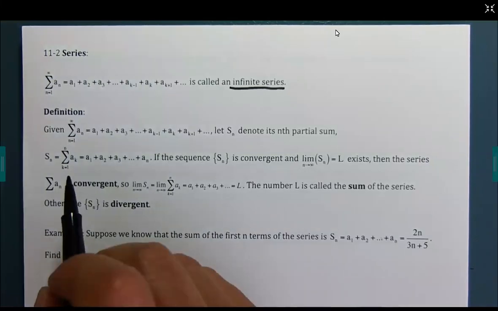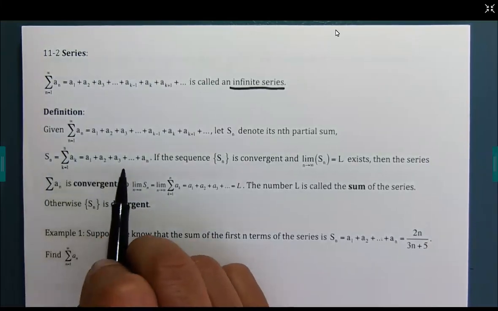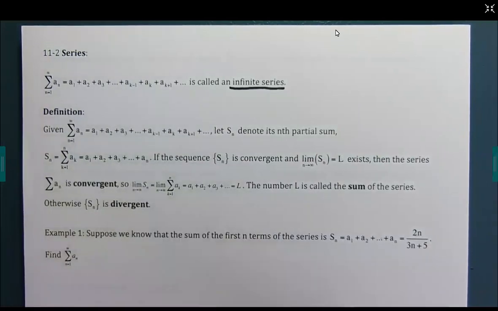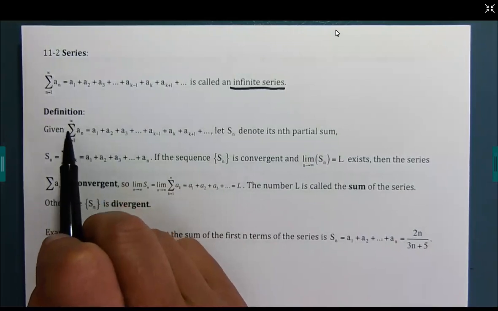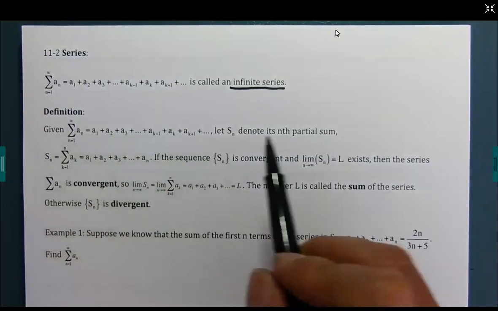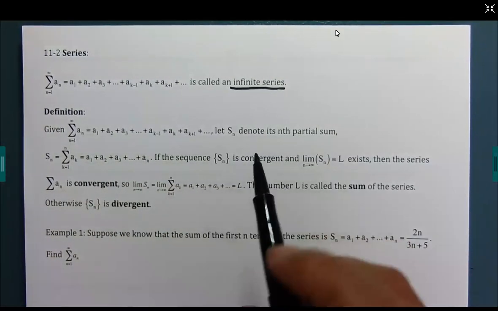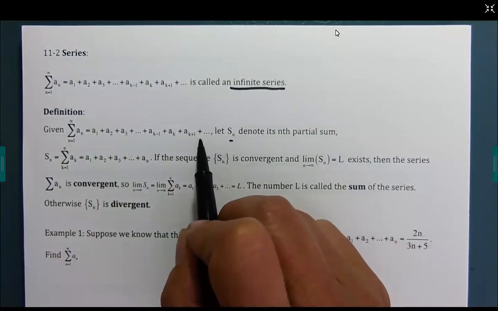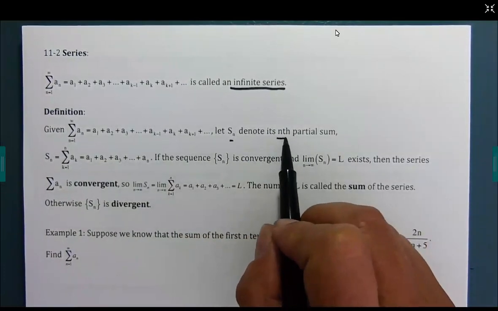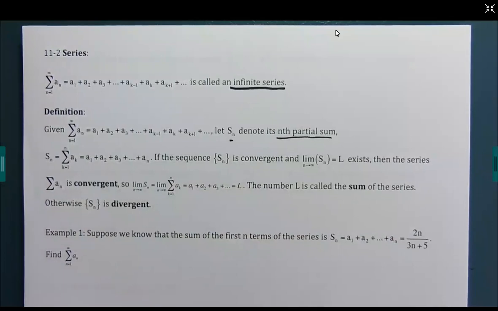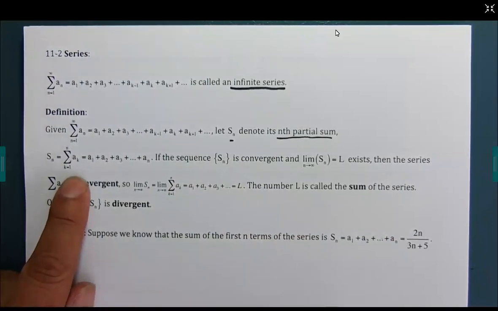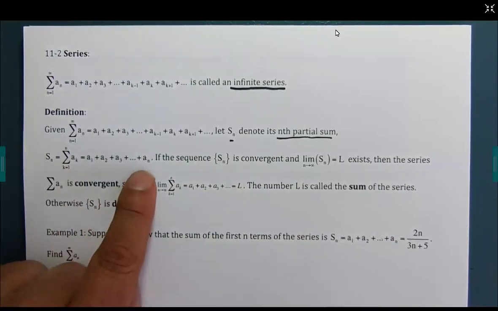But we can have a finite series. For example, this one goes from 1 to n as we're looking at it. So let's go through a definition. So here we have a summation of all the sequences. And if we stop at n, meaning it doesn't go off to infinity, then it's called the nth partial sum. That's what this is. S sub n is adding them up until it ends.